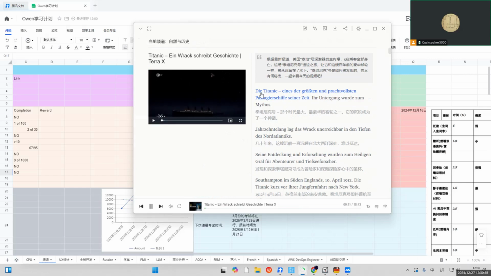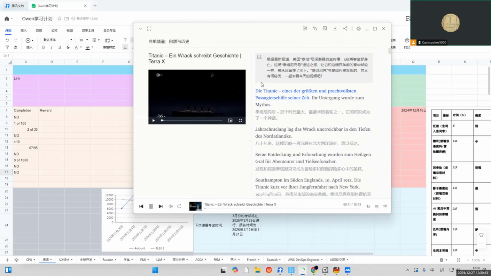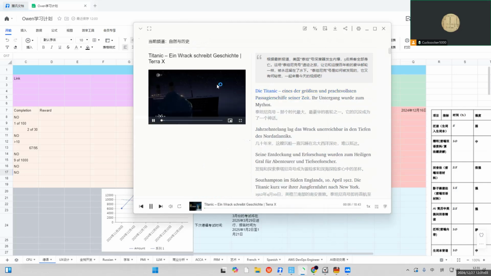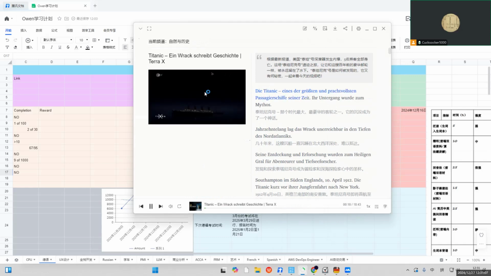Okay. Here's the deal. Three times per pass, and for each pass, I'm going to ice off and not look at it and try to understand as much as I can. And if I couldn't understand, that's perfectly normal. So the next time, I'll just take a look at it and try to understand everything. Let's begin. Ice off. Die Titanic, eines der größten und prachtvollsten Passagierschiffe seiner Zeit.